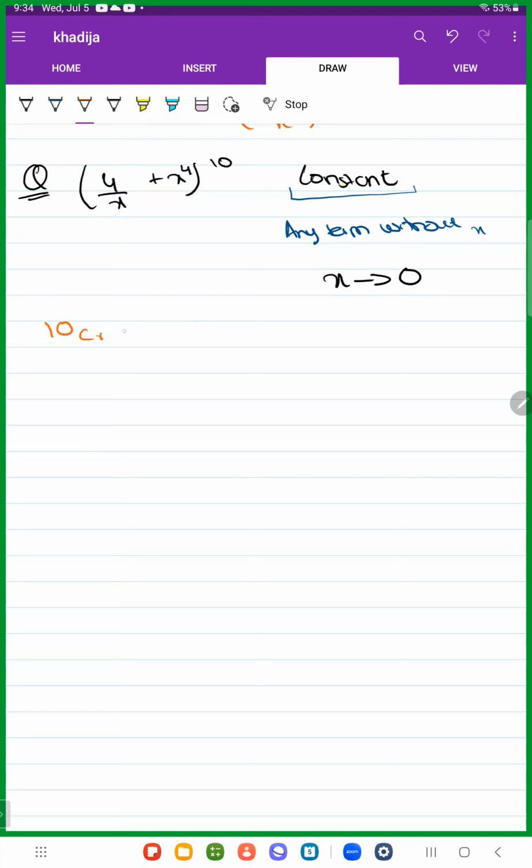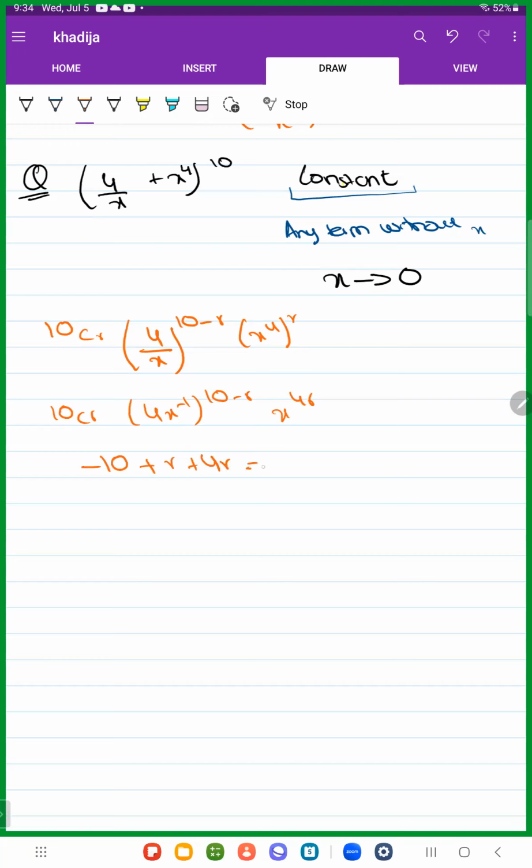No. In this way, your r's will get cancelled out. That's something you did wrong. So it's 10Cr. I have 4 upon x as my a, so 10 minus r over here. And x to the 4 is my b to the power r. Did you bring the r up over here, x up over here? So what will 4x be, minus 1? Did you do this? No, I didn't. Oh my God, I need to fix that problem. Okay, 4, and then this will be 4r. Yes. So it will be minus 10 plus r plus 4r, and I need it as 0.